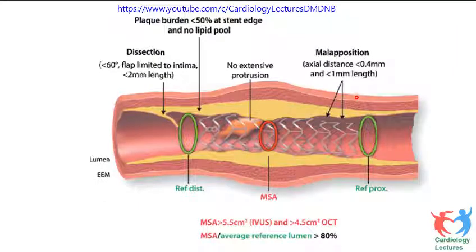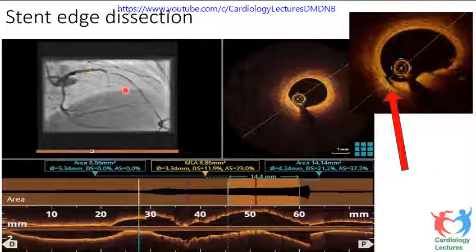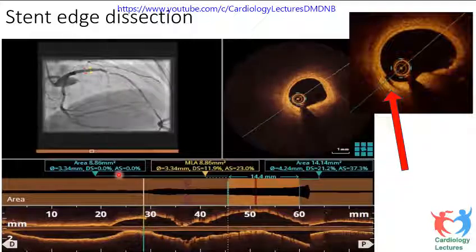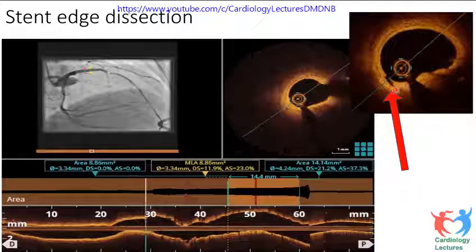The ESC recommends the same thing. Look at the dissections here, less than 60-degree flap limited to intima, less than 2 millimeter. So you can leave this type of dissection because many times OCT detects very small dissections which can be left alone. You look at this patient, he had a stent, and look at this OCT here. At the edge of the stent, there is a dissection here. You can see it in this run also. There is a small dissection there. This is a very minor dissection which you need not treat, can be just left for follow-up, nothing happens.